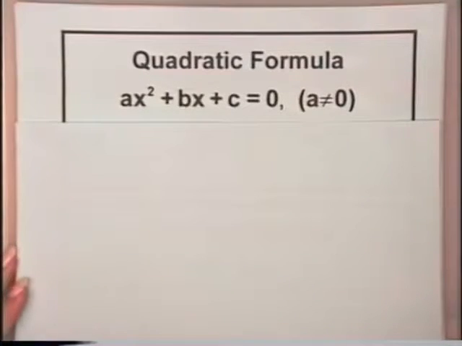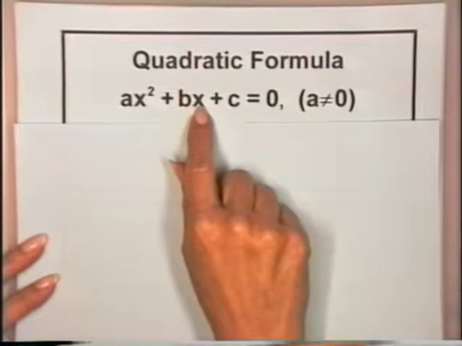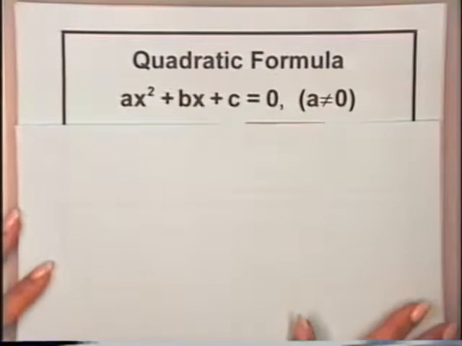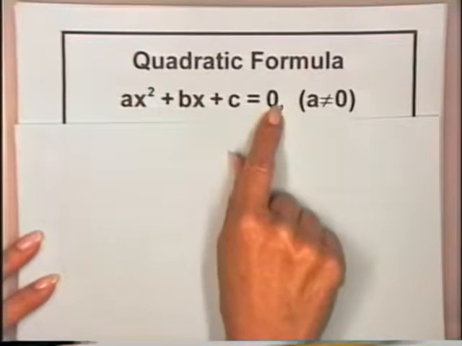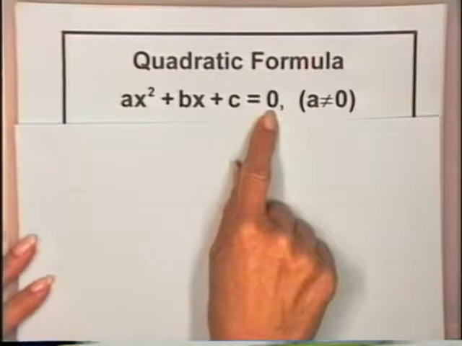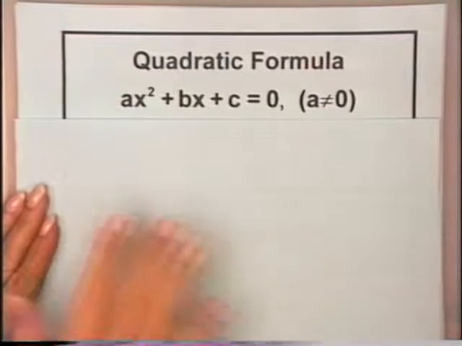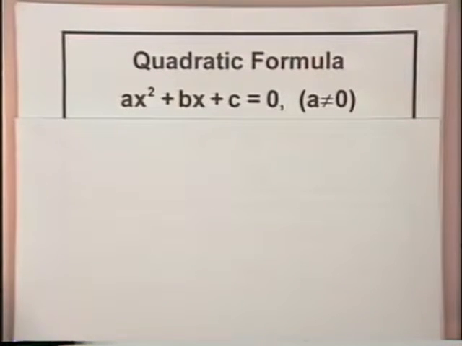For a quadratic equation, we write it in the form ax squared plus bx plus c equals 0. And do you remember what we call this form? That's called standard form, isn't it? We usually write a quadratic equation in standard form. Sometimes we say that we are setting the equation equal to 0. We may always use the quadratic formula to find the solution of a quadratic equation.